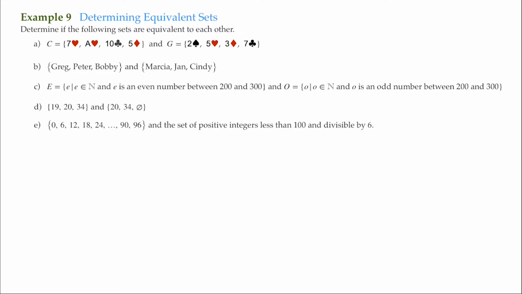Here we are going to determine whether two sets are equivalent to each other. And for two sets to be equivalent to each other, they must have the same cardinal number of elements.